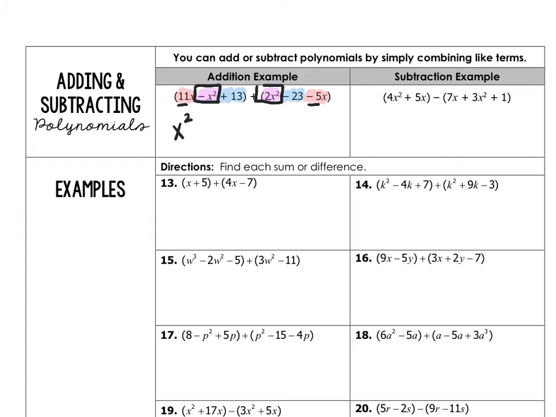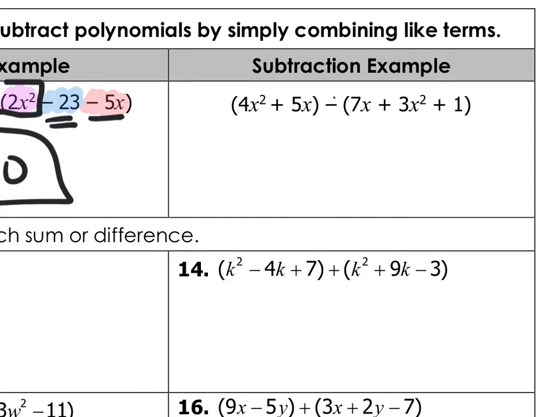I have an 11x minus 5x. That makes 6x. And I have 13 minus 23, which makes negative 10. And that would be your answer. For subtraction, I truly suggest distributing this negative and then adding them. It'll make it so you don't make a silly sign mistake.